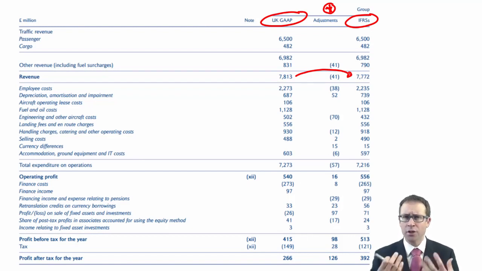Okay, presumably due to some revenue recognition, and under UK rules you're allowed maybe to recognise revenue that little bit earlier than what we were under IFRSs. So it's not a pretty picture that your revenue is much lower.